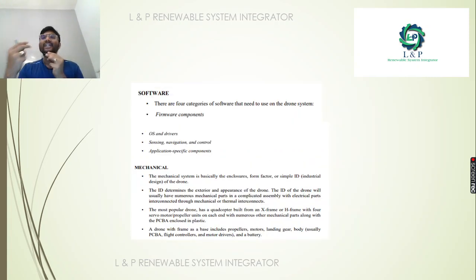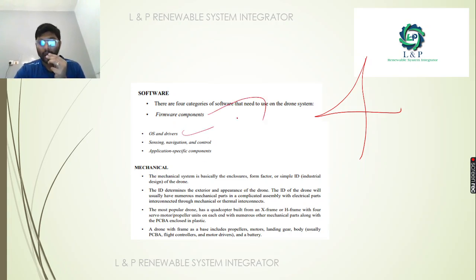And what are the software? We can categorize the software into four different categories: firmware components, OS and drivers, sensing, navigation and control, and application specific components.